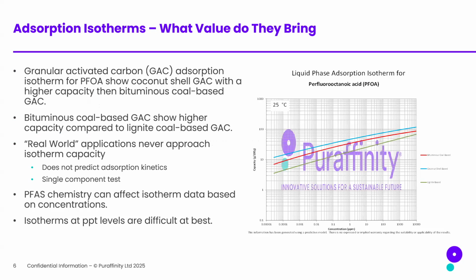First thing that people looked at again was absorption capacity, and running an absorption isotherm for PFOA, since that was really one of the first compounds people were looking at. The absorption isotherms were actually showing a coconut shell carbon was outperforming the bituminous coal-based carbons. The bituminous coal-based carbons were outperforming the lignite carbons.